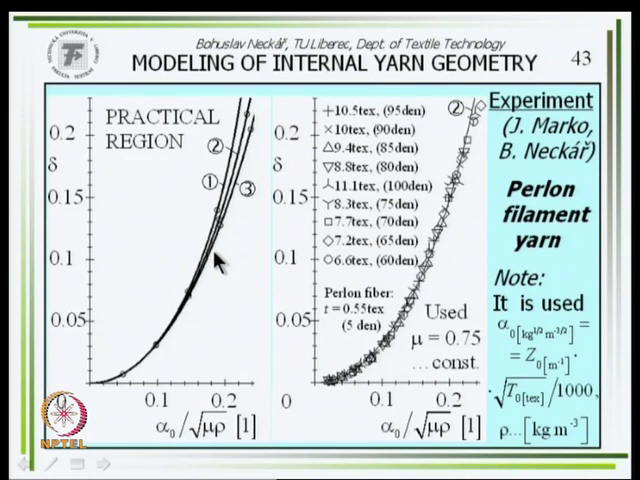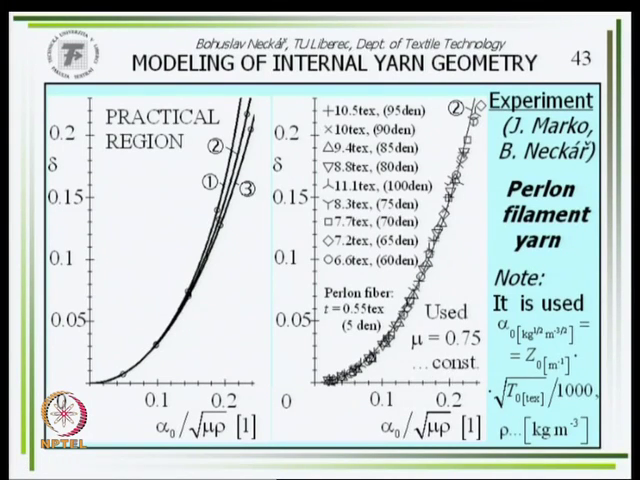Is it well or not well in relation to reality? Because we apply the ideal helical model, evidently the nearest structure to this model is the structure of twisted filament yarn. Many years ago, together with my older colleague Professor Marco, we measured a lot of filament yarns on a special instrument which we created, and we measured the yarn retraction.